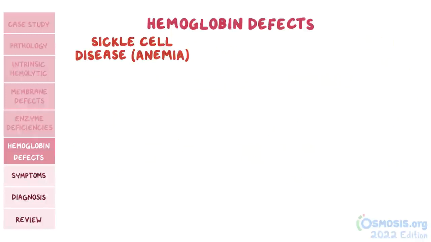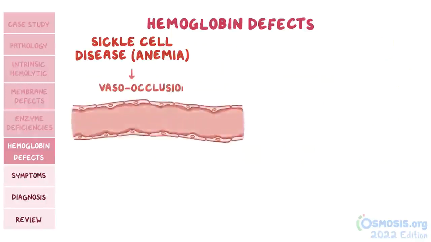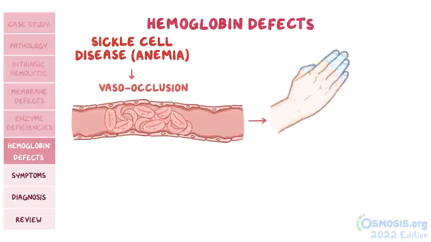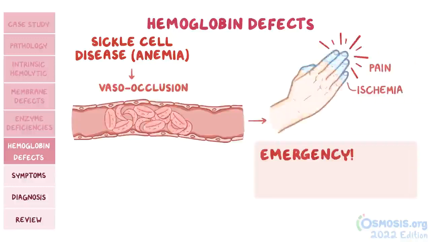In the case of sickling, there's also vaso-occlusion, where RBCs get stuck in capillaries, and that leads to tissue ischemia and pain. Oftentimes, it's an emergency, called sickle cell crisis or vaso-occlusive crisis.